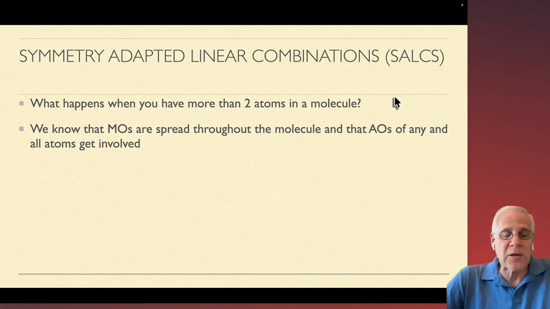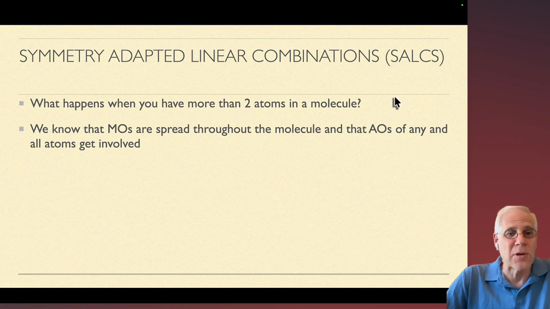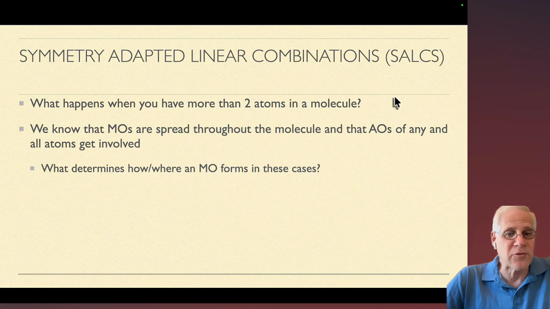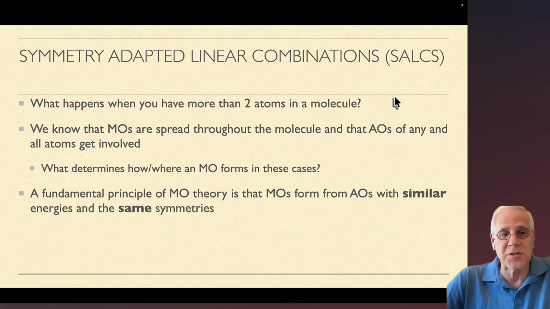Now we know that molecular orbitals are spread throughout the molecule and that atomic orbitals of any and all atoms in the molecule can get involved in forming those molecular orbitals. So what determines how a molecular orbital forms, where it forms, what atoms are involved, what atomic orbitals are involved? SALCs help us answer all of these questions.